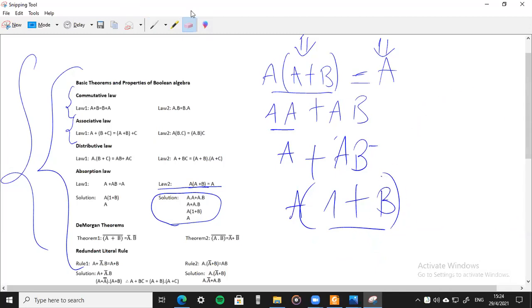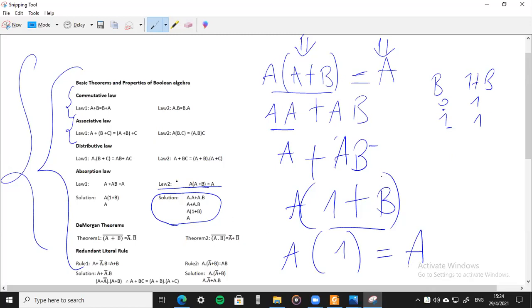1 plus B. If you understand manipulation, what is 1 plus B? If I have B as 0, 1, what is 1 plus B? 1 plus 0 is 1, 1 plus 1 is 1. So 1 plus B, whatever the case, is equal to 1. So this is the same as A times 1. Now what is 1 times A? 1 times A is equal to A.